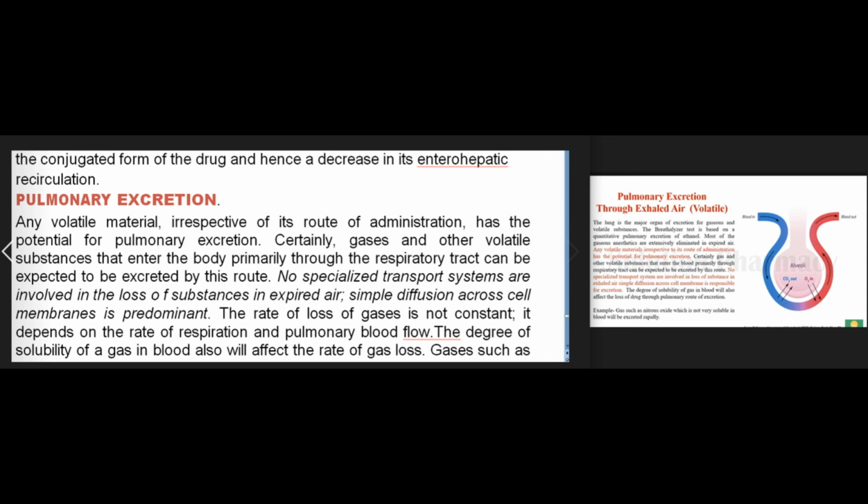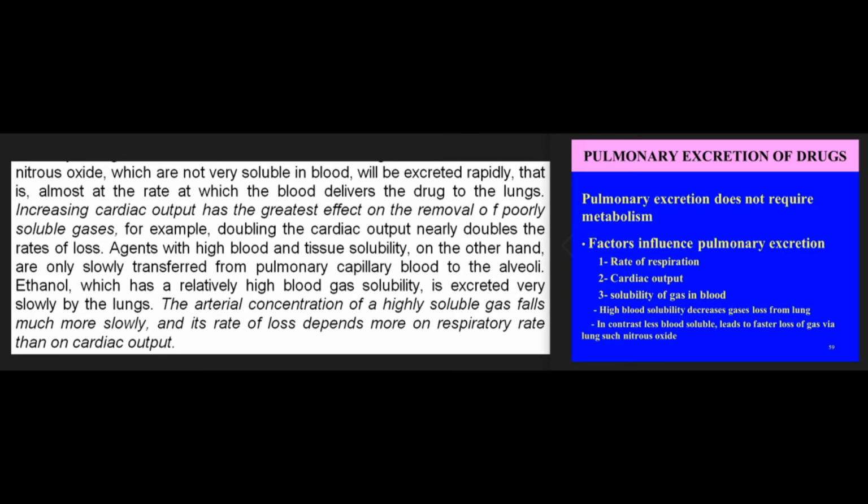The rate of loss of gases is not constant, it depends on the rate of respiration and pulmonary blood flow. The degree of solubility of a gas in blood also will affect the rate of gas loss. Gases such as nitrous oxide, which are not very soluble in blood, will be excreted rapidly, that is, almost at the rate at which the blood delivers the drug to the lungs. Increasing cardiac output has the greatest effect on the removal of poorly soluble gases. For example, doubling the cardiac output nearly doubles the rates of loss.